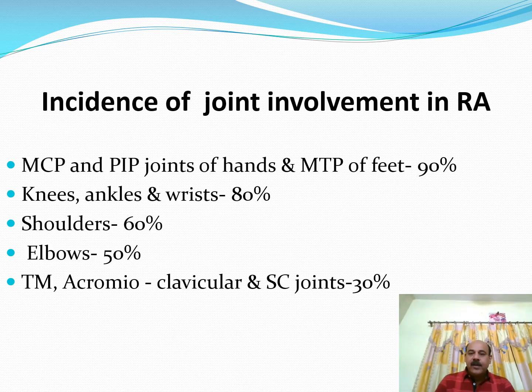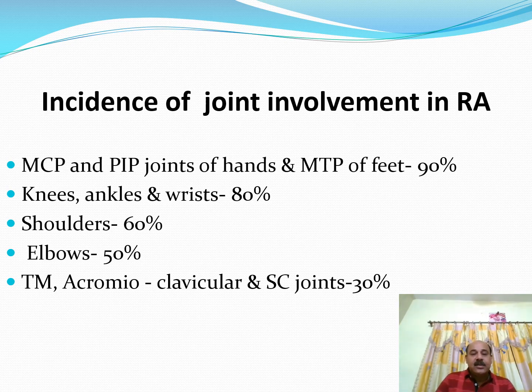Incidence of joint involvement in RA is again very specific and peculiar. The metacarpophalangeal joint, the proximal interphalangeal joint of hand, and similar joints of feet are involved in more than 90% of the patients. Invariably, all patients of rheumatoid arthritis show the involvement of these smaller joints of hand and feet. Knee joint, ankle joint, and wrist joint involvement is also seen in more than 80% of the patients.